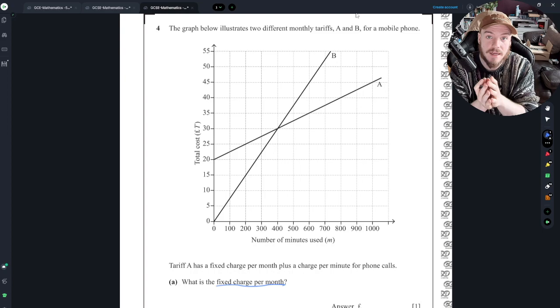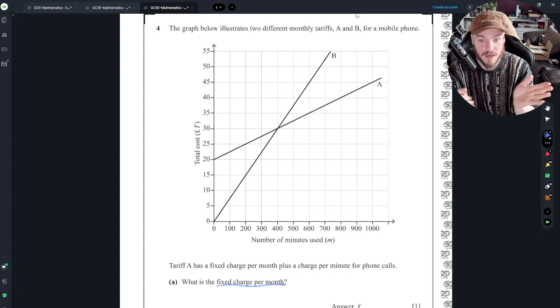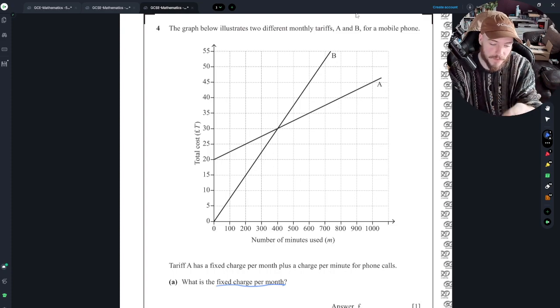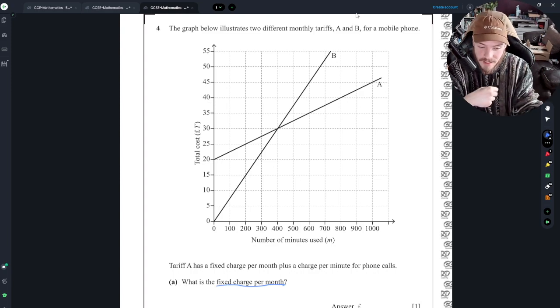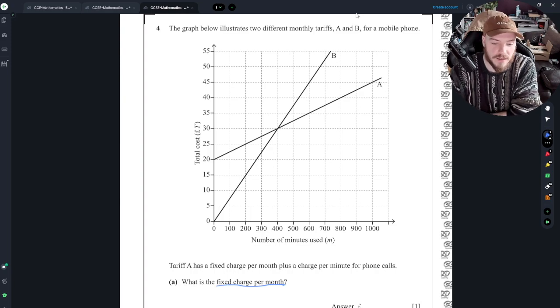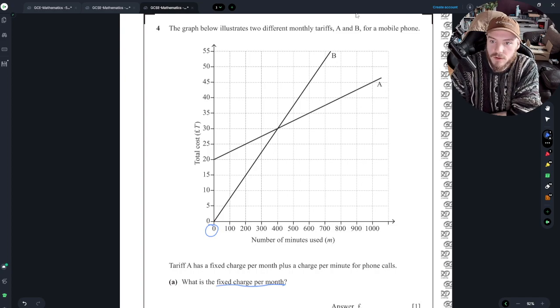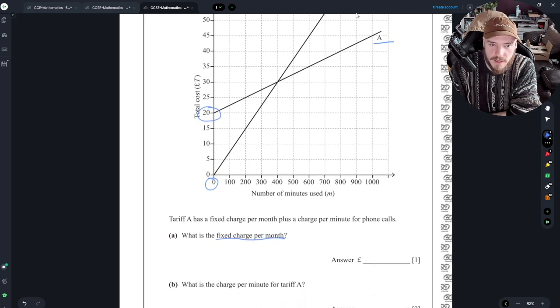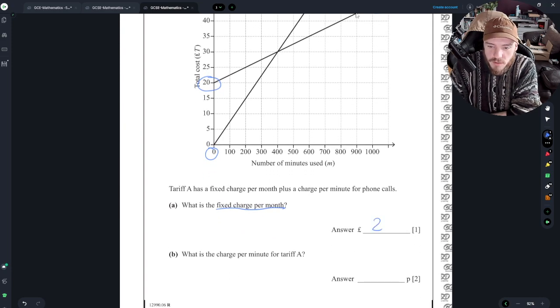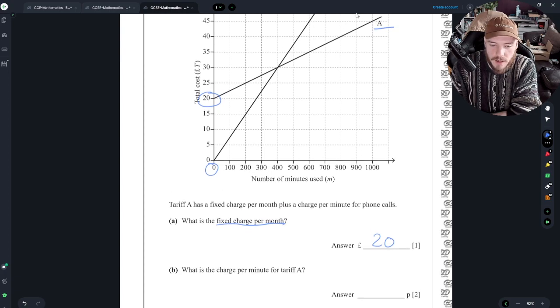Kind of think of it as if you were renting a van. The fixed charge would be the rent of the van, and the additional charge would be the petrol that you're using to run the van. But you have to pay that fixed charge to be able to use the van. Same situation here. Our fixed charge per month will be at time 0. So this is our A. At time 0, it costs us £20. So the fixed charge per month will be £20.